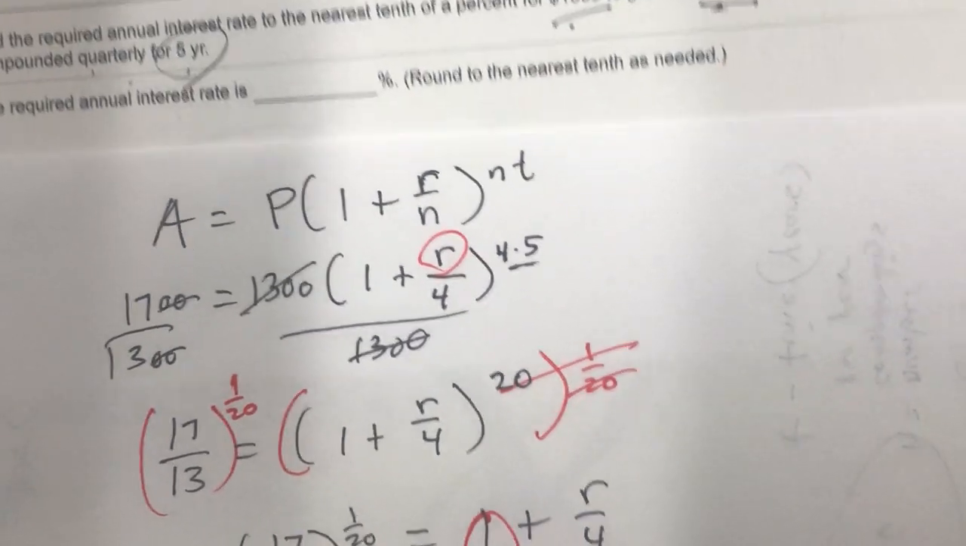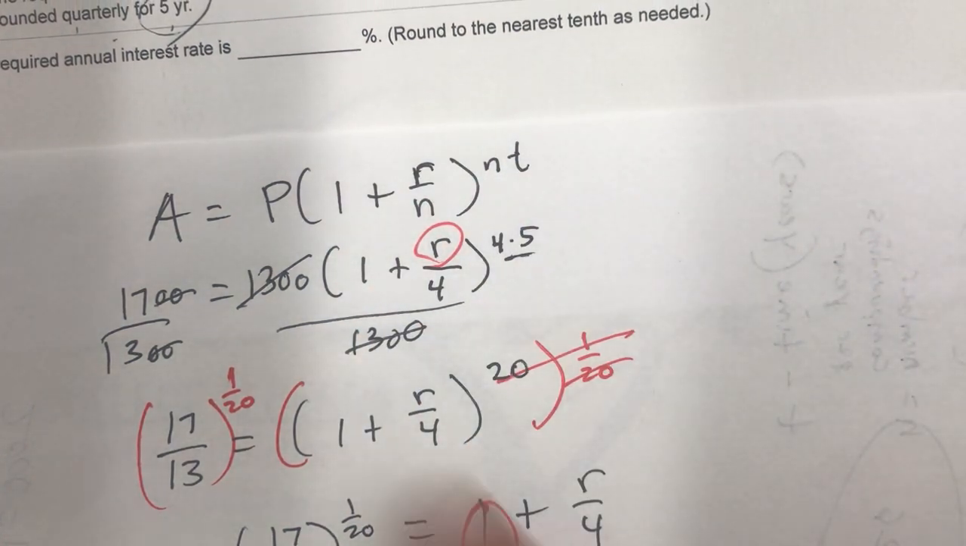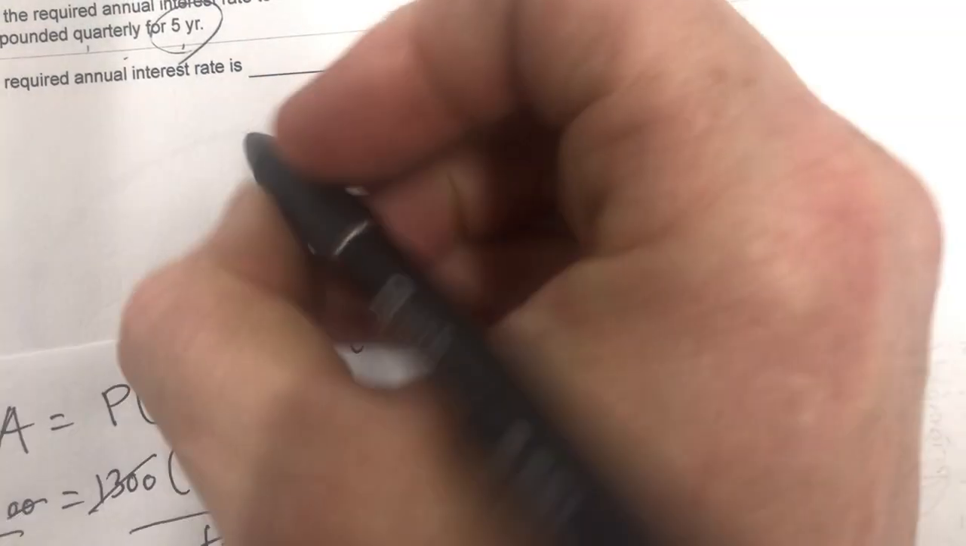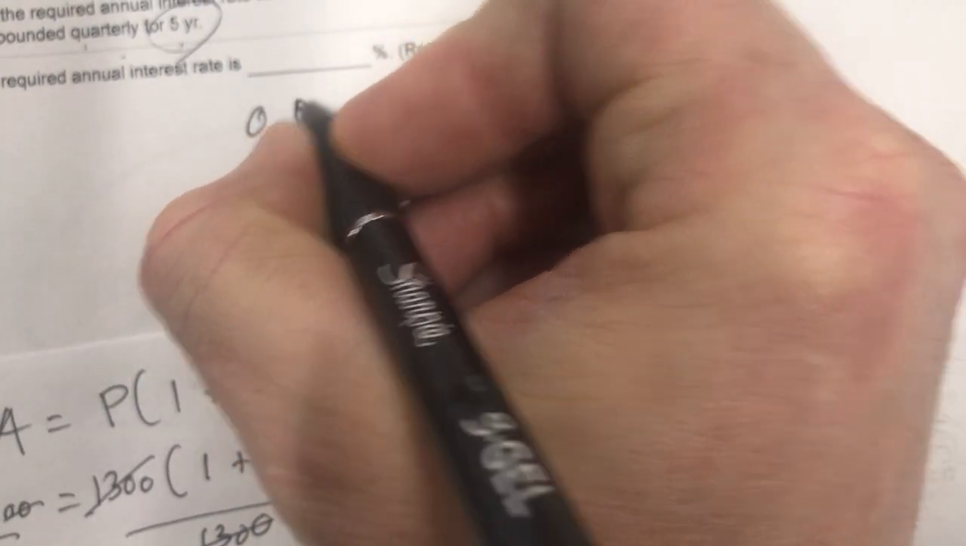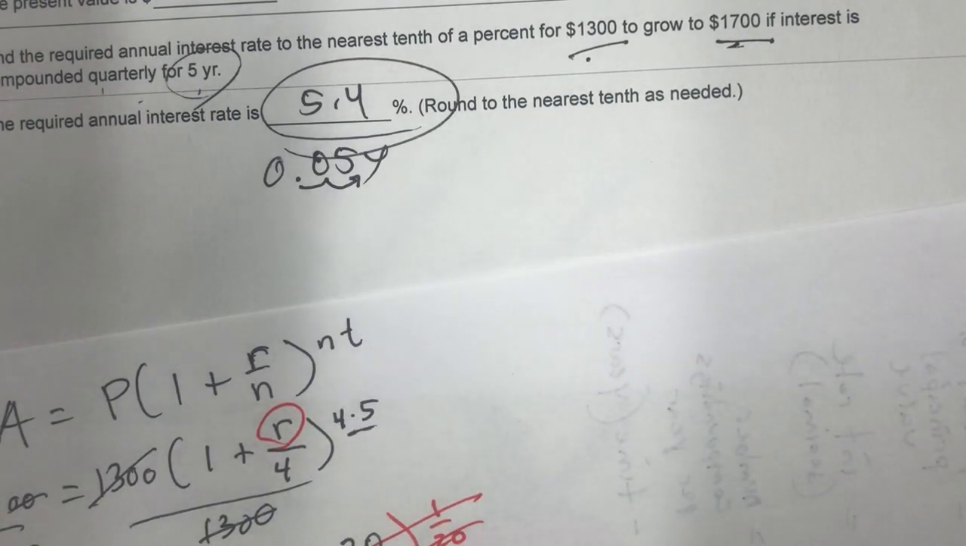It says on here, round to the nearest tenth as needed. Now it's got the percent on here, so that means 0.054. I'll move this over 2 places, which is 5.4%. There it is.